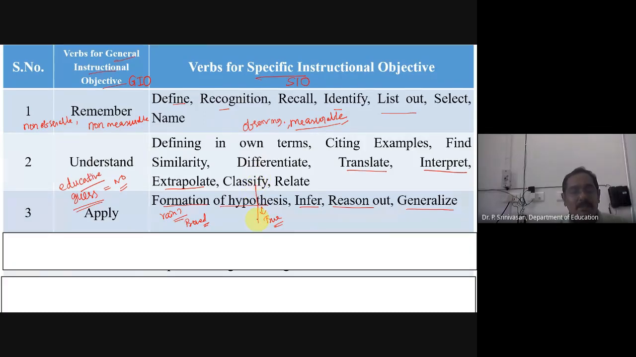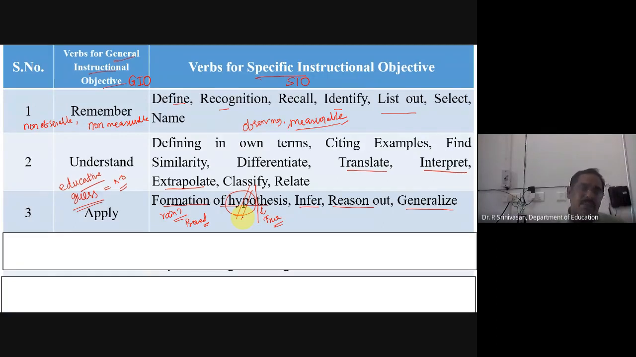What is the meaning of hypo? It is below, low, below thesis. If it is proved, then it will go away and it is left with the thesis. That is thesis. If it is proved, it may be wrong or right. So you have to accept, whether whatever you predicted comes correct or comes wrong, you have to accept.